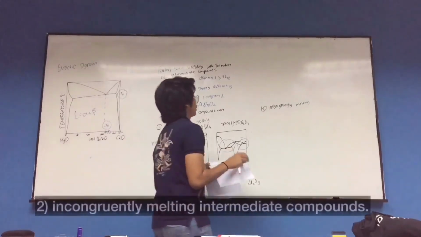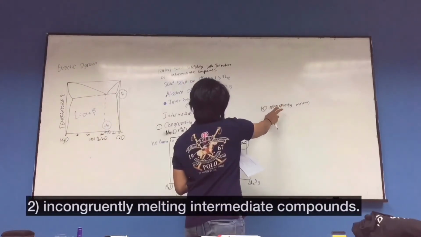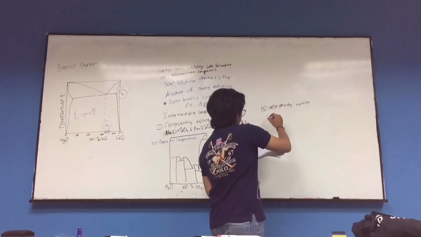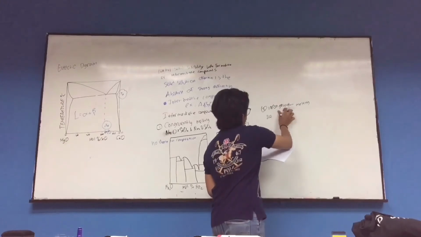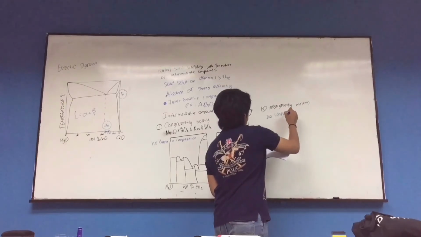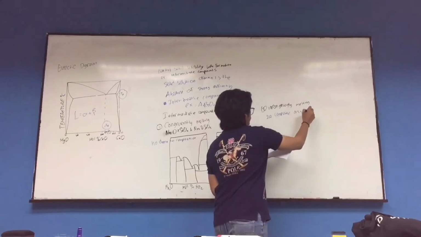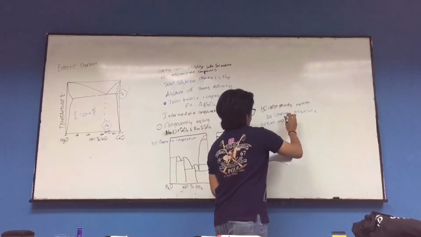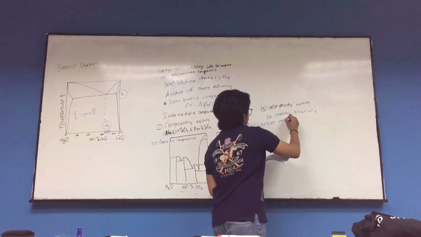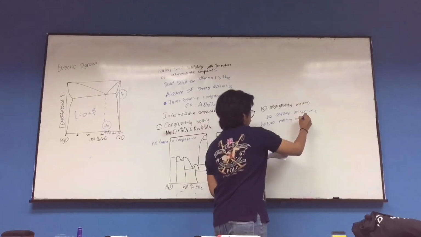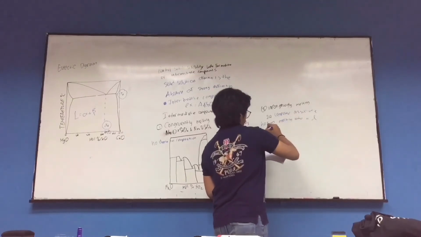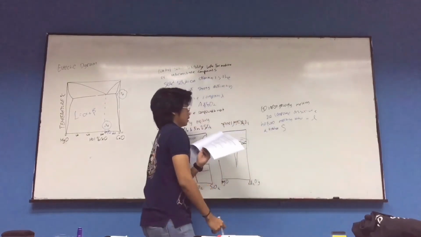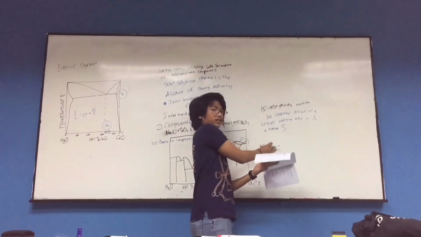And next is an incongruently melting intermediate compound. This is a compound that dissociates before melting into liquid and another solid. So this phase diagram becomes slightly less complicated.